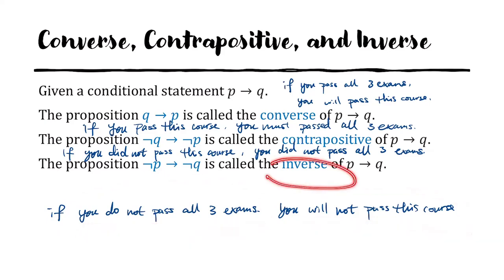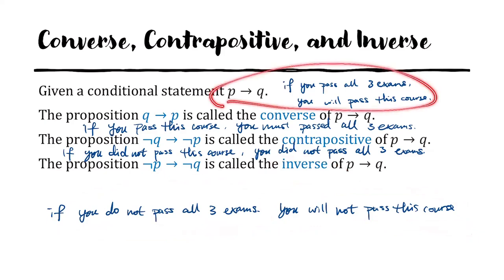So is the inverse the same as the implication P implies Q? No. And I think the first one's clear. I don't think everyone mentioned the first one, so we know the first one is not true. If you pass this course, you must pass all 3 exams? No, people could pass the course by passing just 2 of the exams. So it should be clear that the converse is not the same as the implication. So the only option that's left is the contrapositive.